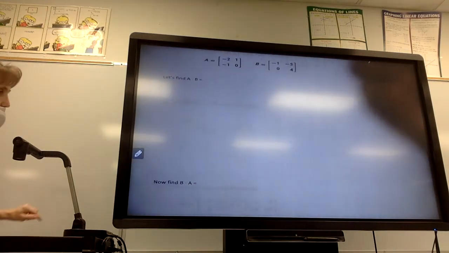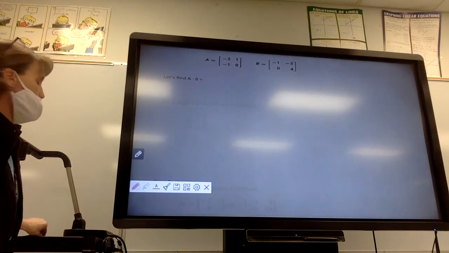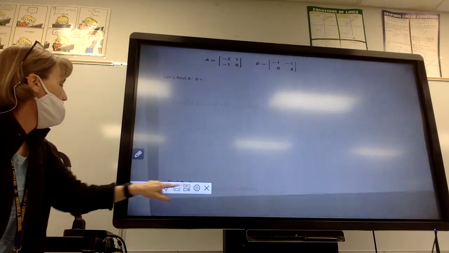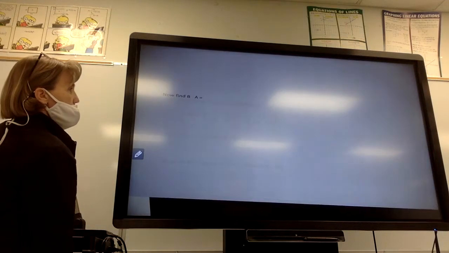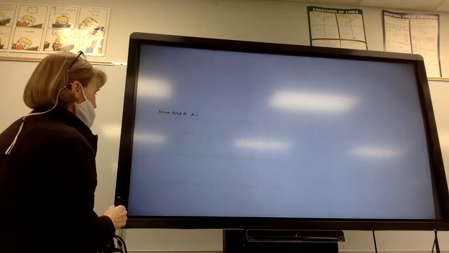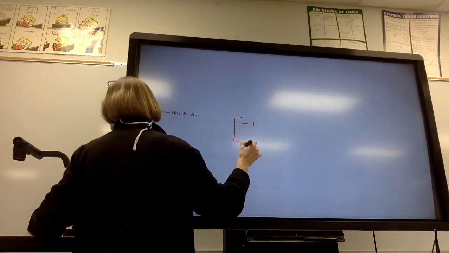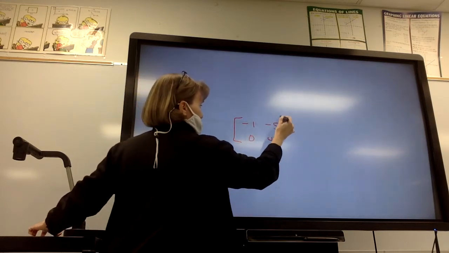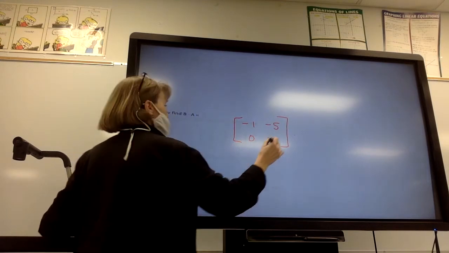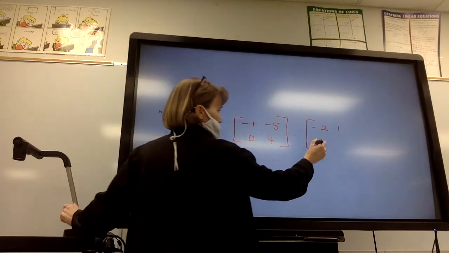Okay, it goes down here and it asks us to take B times A. So now we're just going to change the order of it and see if that alters the answer. So I'm going to put B first this time, which is negative 1, negative 5, 0, and 4. And I'm going to take it times A, which is negative 2, 1, negative 1, 0.